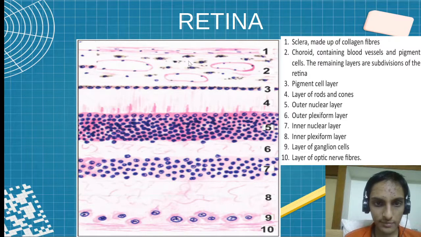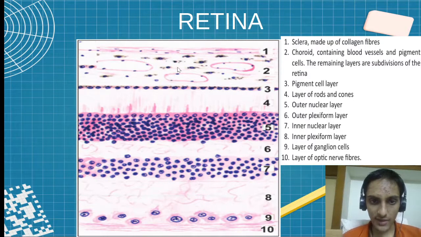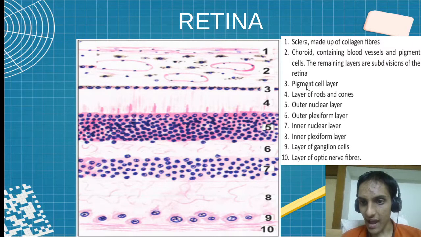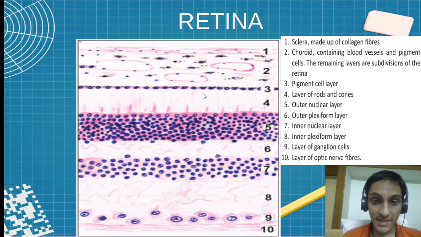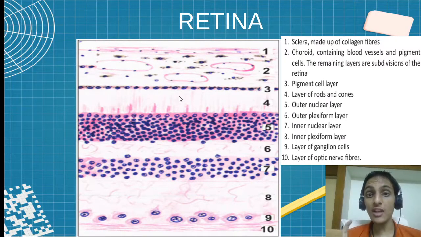Next is choroid. So this is the choroid with the blood vessels. And then here we can see the pigment cell layer over here. And 4 is the retina. This is actually the retina proper with the rods and cones.